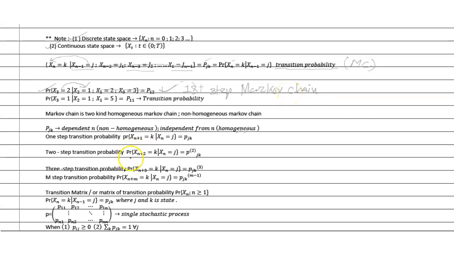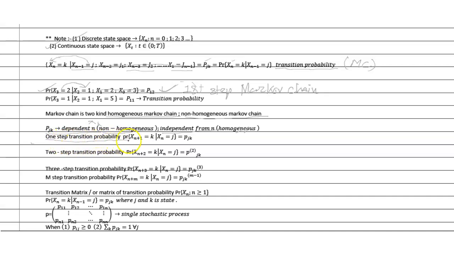Markov chains are of two kinds: homogeneous Markov chains and non-homogeneous Markov chains. When pjk is dependent on n, then it is non-homogeneous, and when independent of n, it is homogeneous.